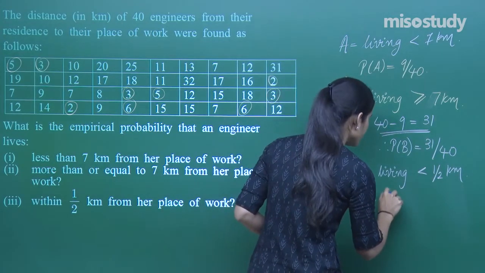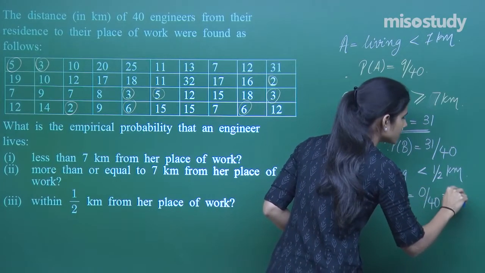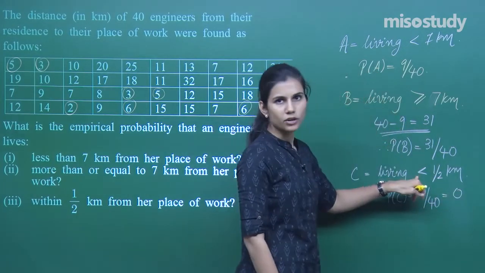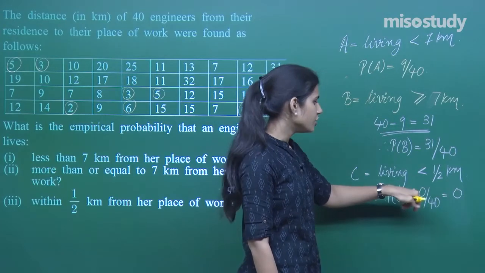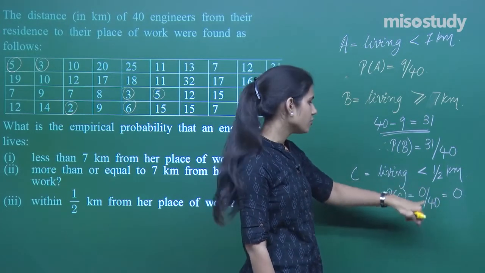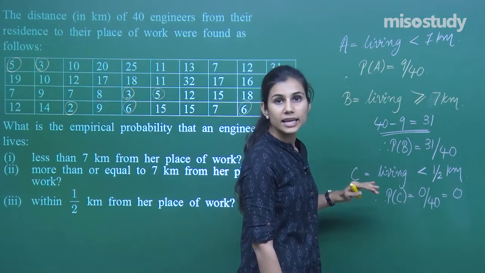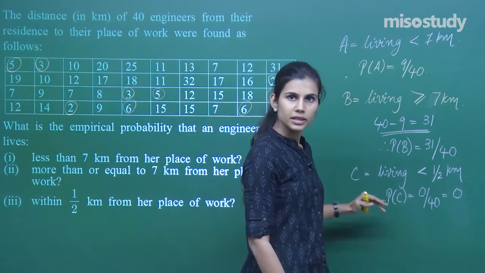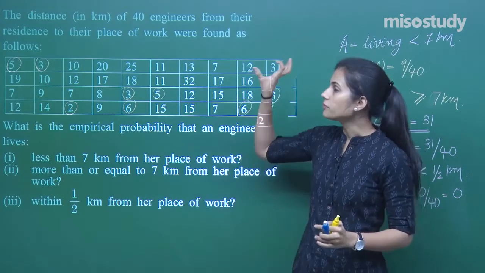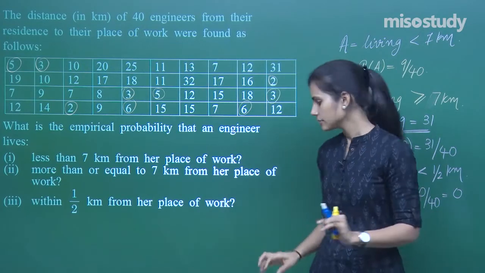and therefore probability of C is 0 upon 40, because there is no engineer which is living half kilometers away. So out of 40, no engineer is living less than half kilometers away. So 0 upon 40 is the probability of C. C is an impossible event. This can never ever occur. Clear? Because no engineer out of these 40 engineers is satisfying this condition.